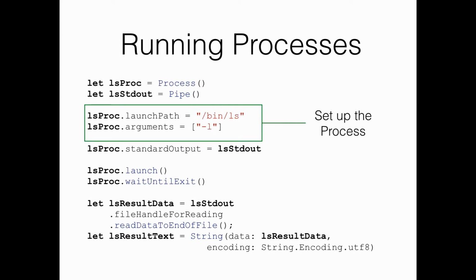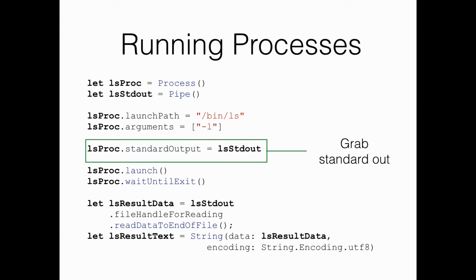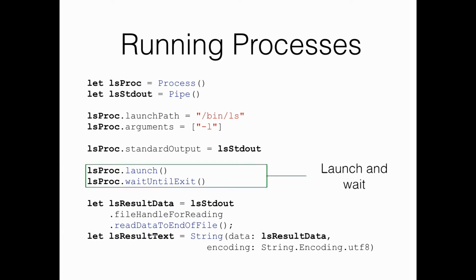So the first thing I want to do is set up to launch. In this case, I'm just going to launch an ls -l. So on my ls proc, my process, I'm going to set my launch path to /bin/ls. I'm going to set my arguments to -l. Pretty straightforward, right? Then I'm going to grab my standard output, and screw that pipe into the process's standard output. And then I'm going to launch and wait until it's done.